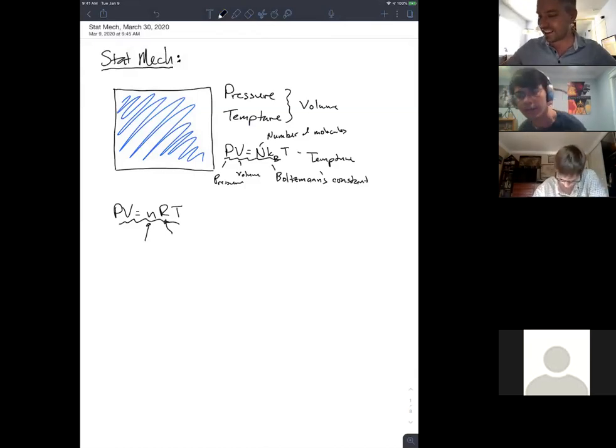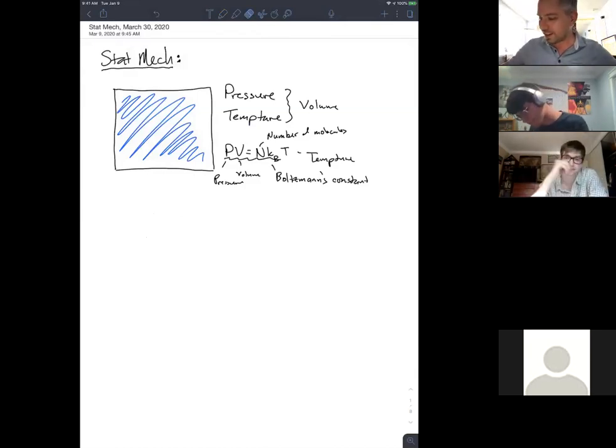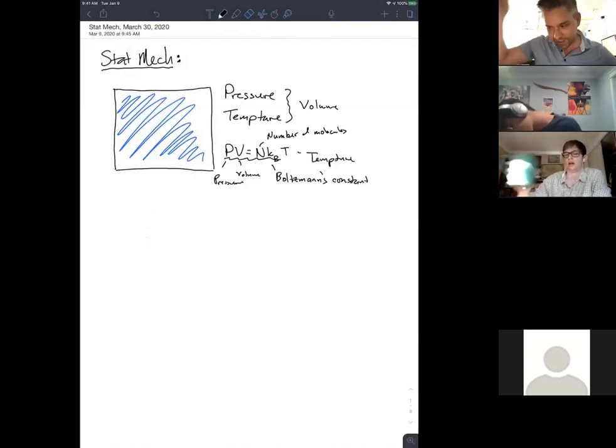Yes. All right, so this thing, PV = NkT, this is the ideal gas equation. And so this is what's referred to as an equation of state.